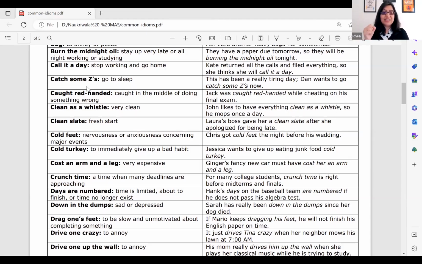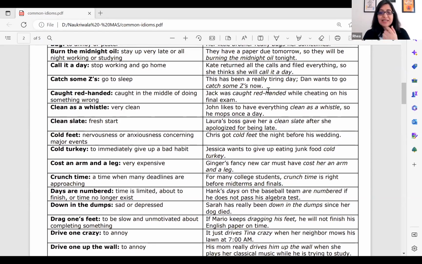Caught red-handed means somebody was doing something wrong and you caught them in the middle of that action. So let's say somebody was stealing, there was a thief who came and he was stealing something and you went and caught him red-handed, means you caught him doing that action, which is stealing.